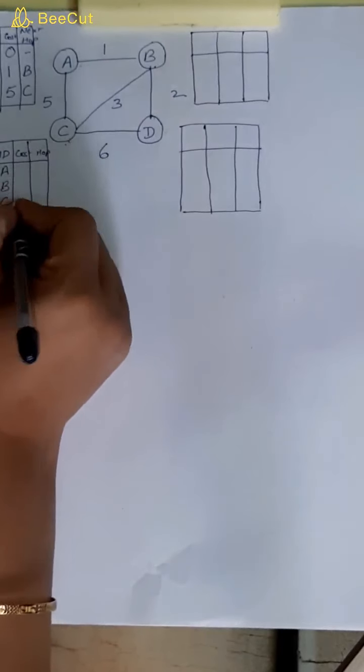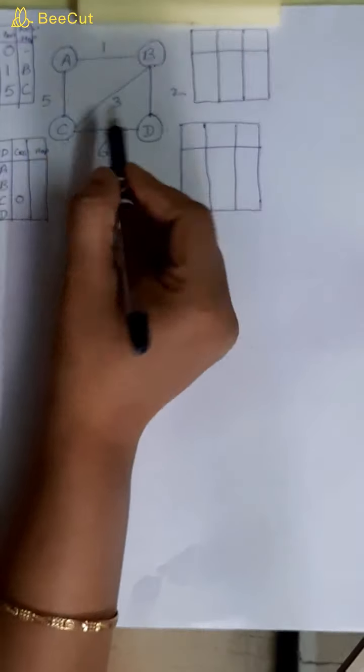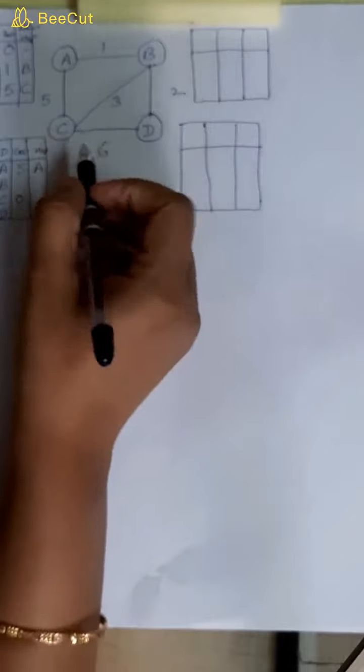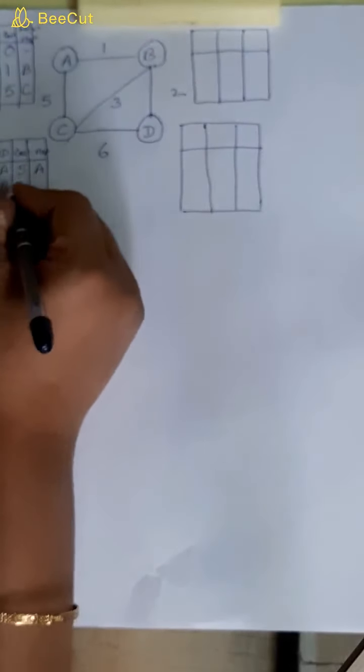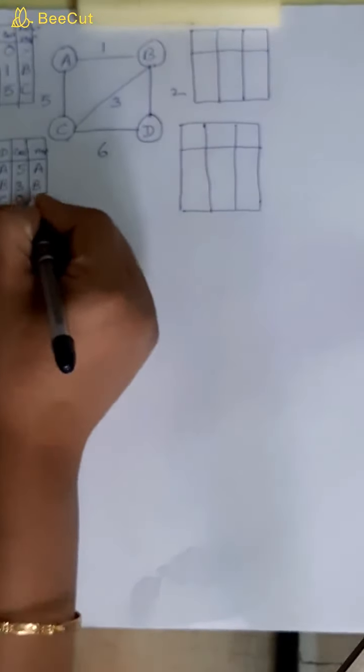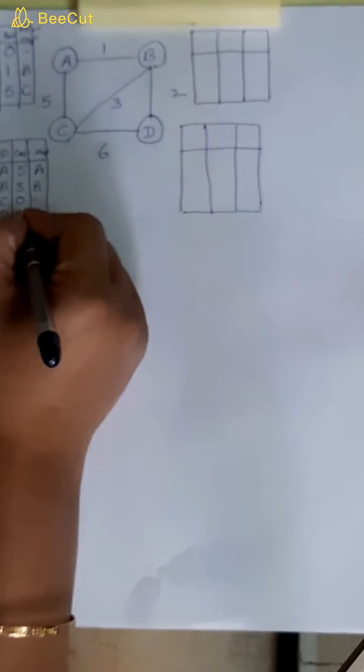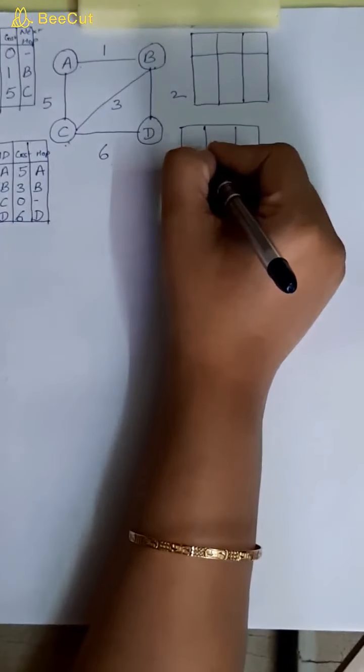As the router name is C only, so the cost will be 0. For A we are having direct link with 5. Next hop will be A. For B we are having 3. It is direct link, so we'll write B. Then for D we are having direct link with the cost 6, and we'll write D over here. Now D will maintain a table.